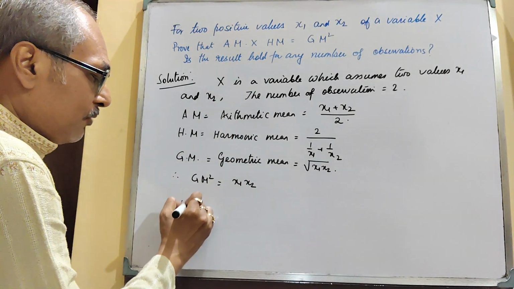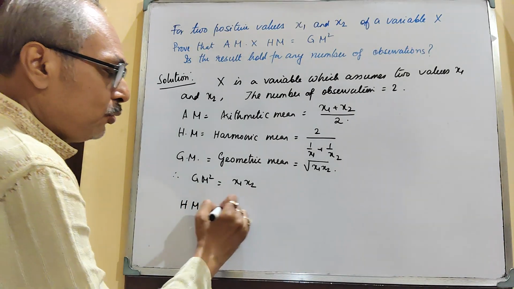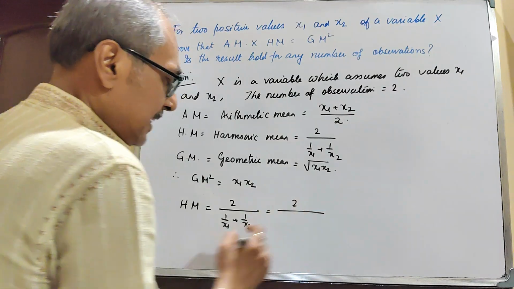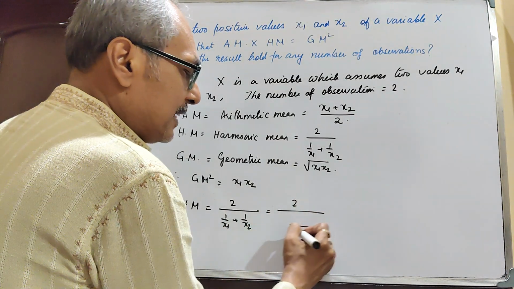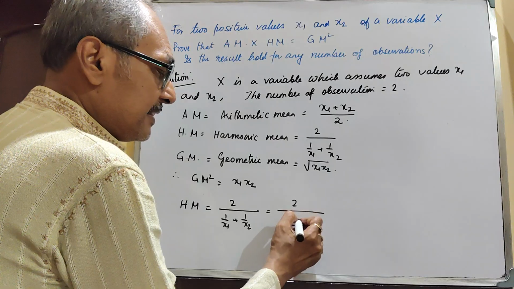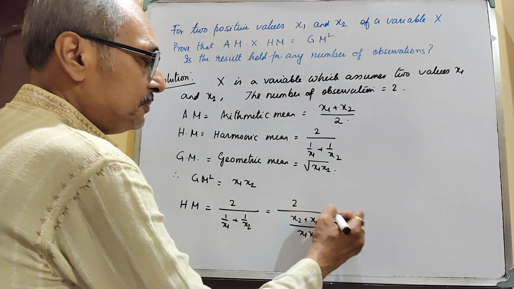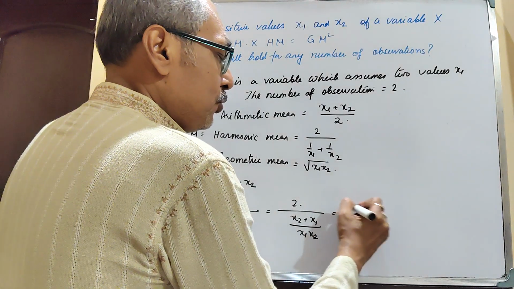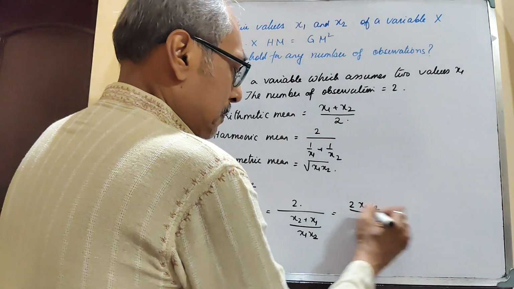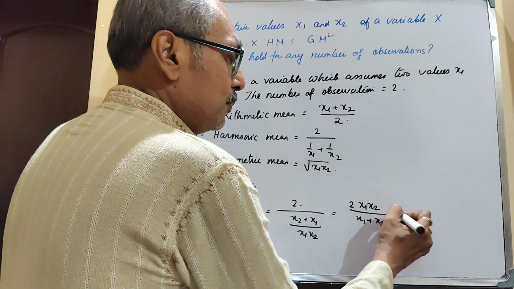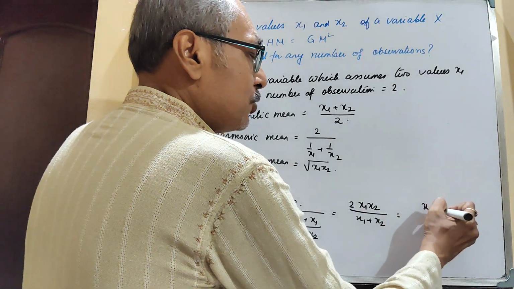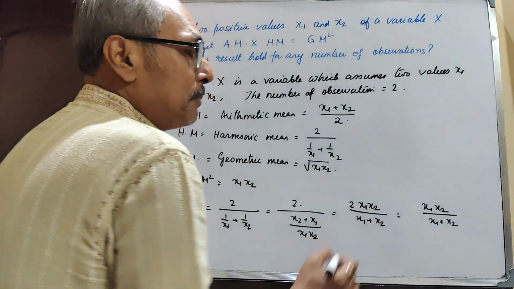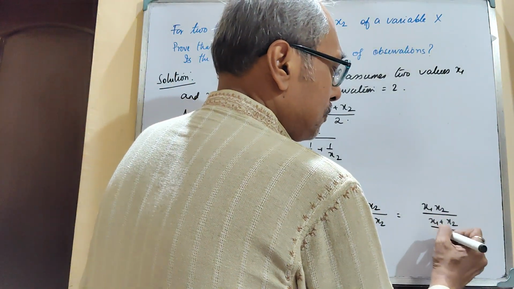Now, HM equals what? HM equals 2 by 1 by x1 plus 1 by x2. Taking the LCM of the denominator x1 x2, this is x2 plus x1. Now we take x1 x2 in the numerator, that is 2 x1 x2 by x1 plus x2. We divide numerator and denominator by 2. We get x1 x2 by x1 plus x2 by 2.